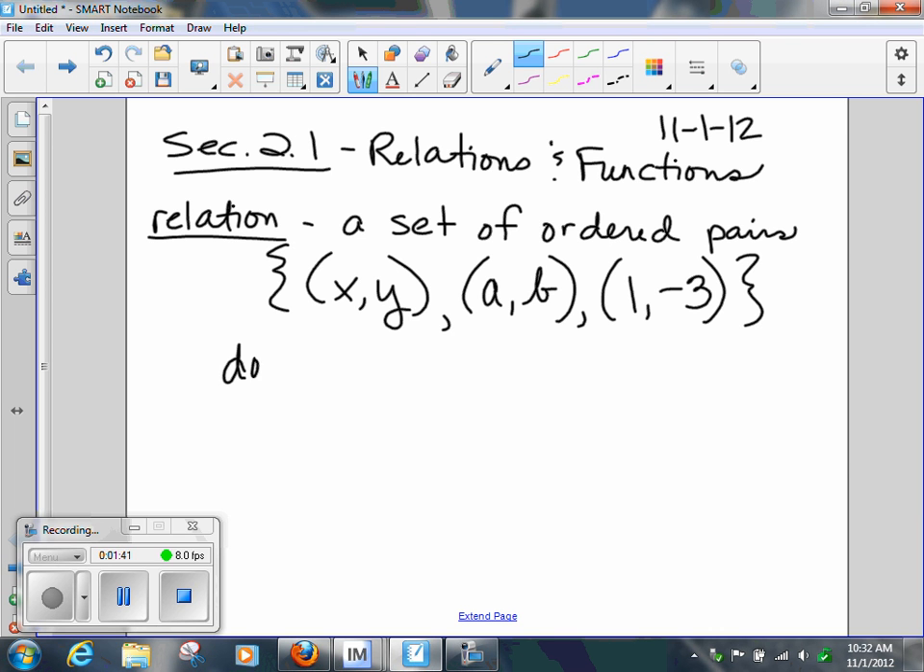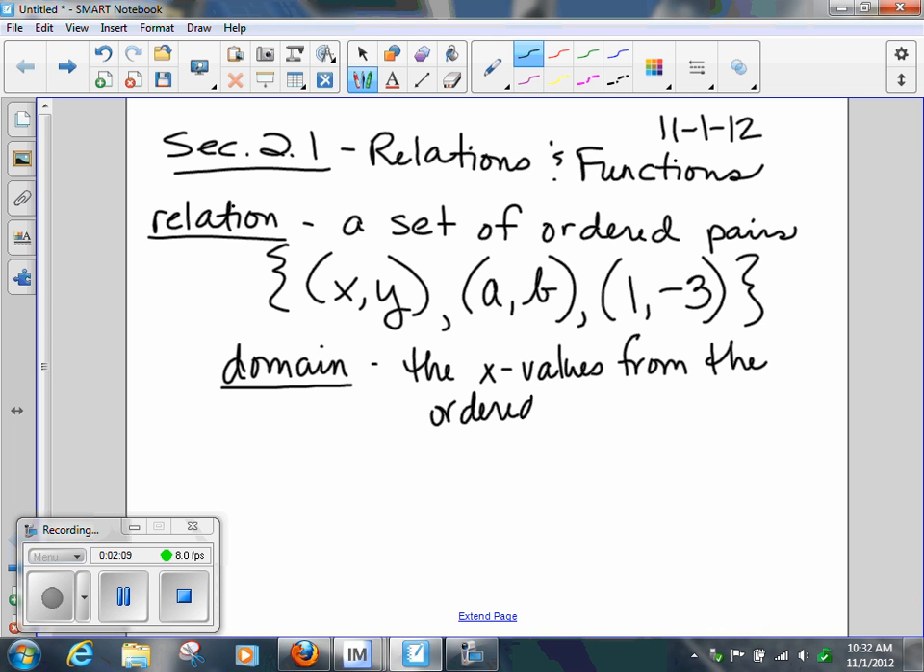From those ordered pairs, folks, we have the domain and range. This should kind of be a little review from Algebra 1. The domain, those are the values. Well, actually the x values from the ordered pairs. And the range, of course, if the domain, if those are the x values, then the range is the y values.